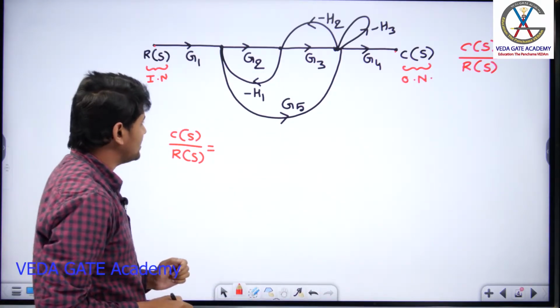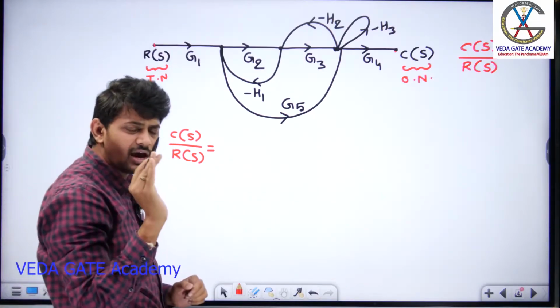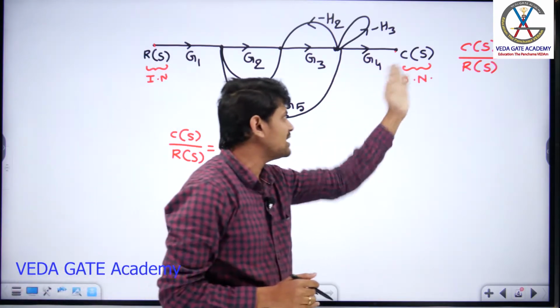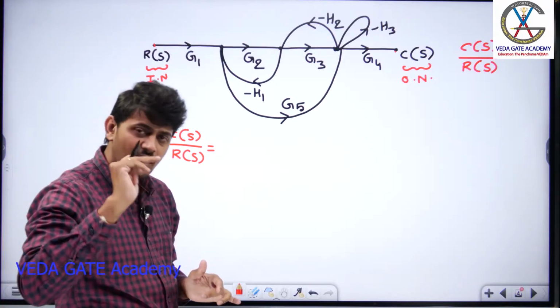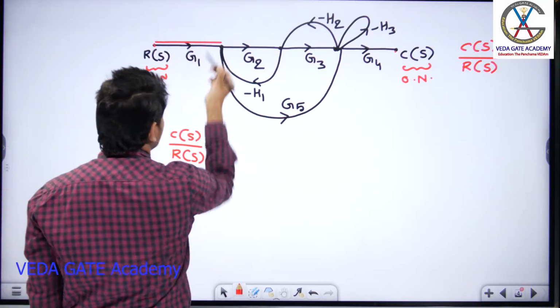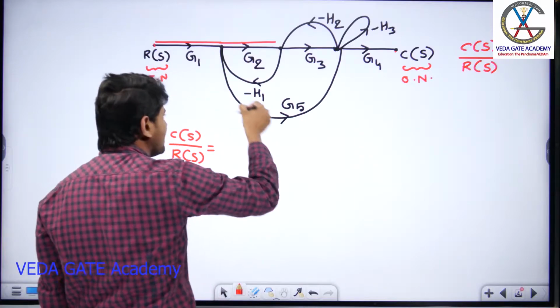By using that definition, the simple way of identifying forward paths is, you can start from the input node and see how many ways you can reach the output node, such that there should be unidirectional flow of signal and all the nodes you have to touch only once. Suppose I start from R of S here, after reaching this particular node, I can travel in this manner or else I can travel in this way also.